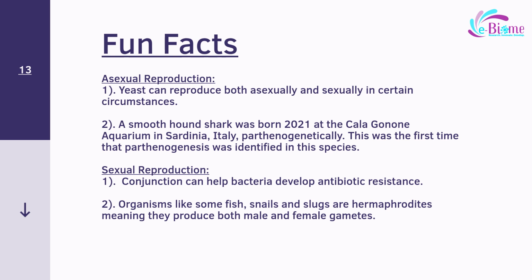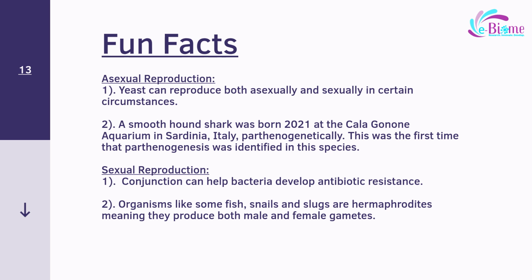Did you know that conjugation can help bacteria develop antibiotic resistance? Conjugation can allow bacteria to spread antibiotic resistance amongst themselves, between individual to individual, and even from one species to another. This is one of the reasons why antibiotic resistance is so hard to regulate and control, because it can spread so easily throughout a bacterial population.